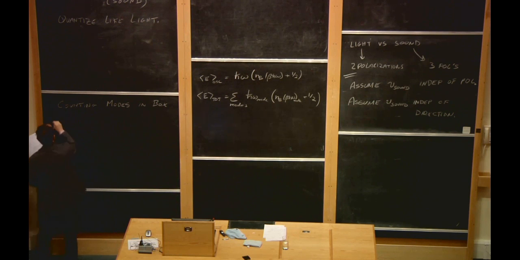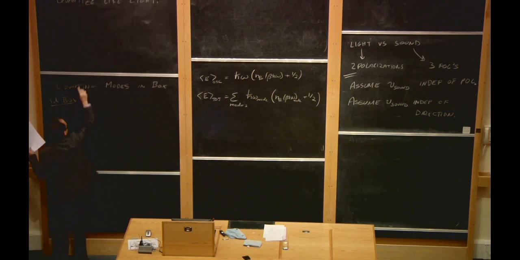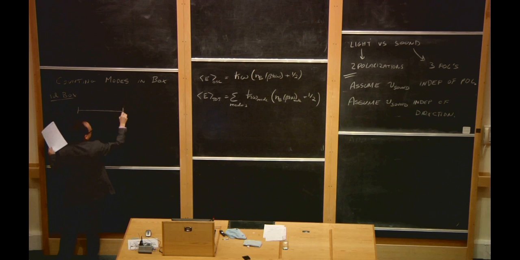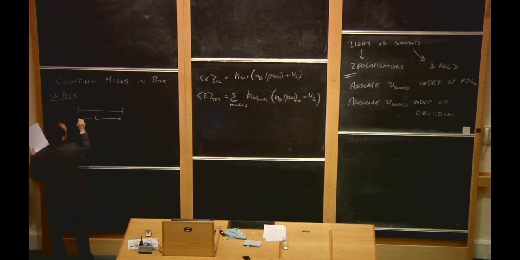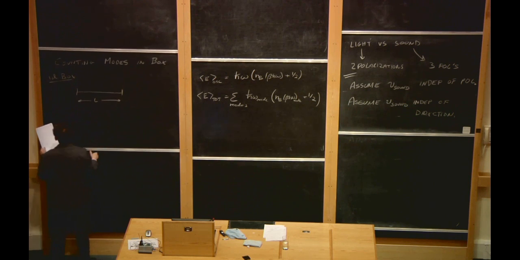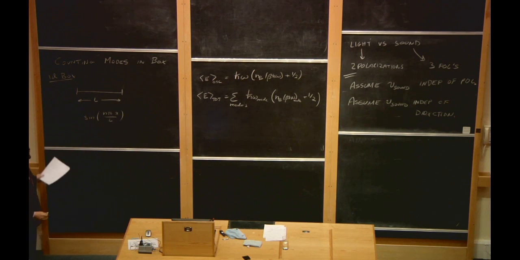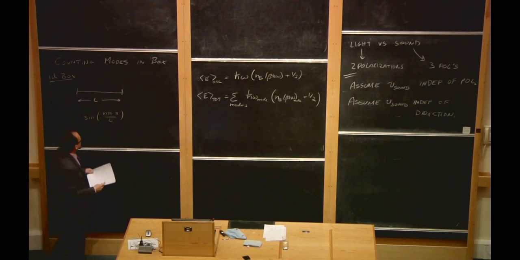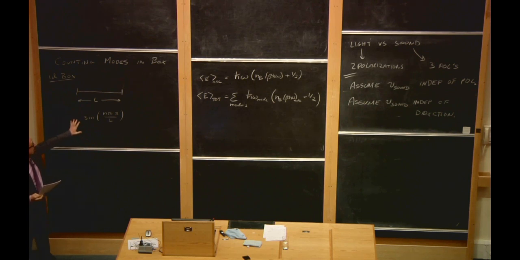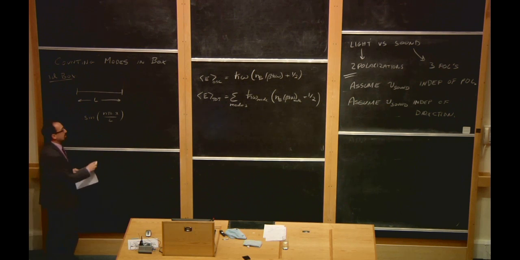So let's start with a one-dimensional box, 1D box. So let's draw the one-dimensional box. Here it is. It has some length L. We can write down a wave in that box with hard-wall boundary conditions, sine of n pi x over L. It comes to 0 at both ends because of the hard-wall boundary conditions. And this is a perfectly good way to write down the waves in the box. For every different positive integer n, you have a different wave mode. That's OK, but that's not what we're going to do.